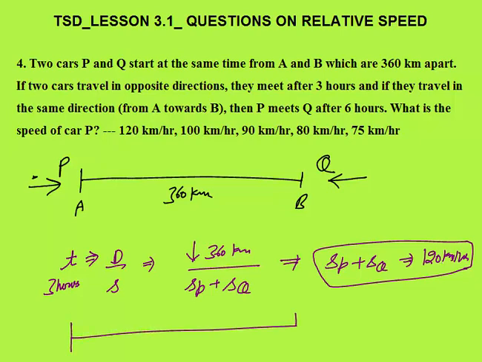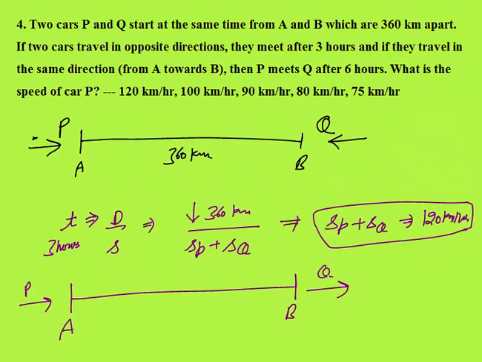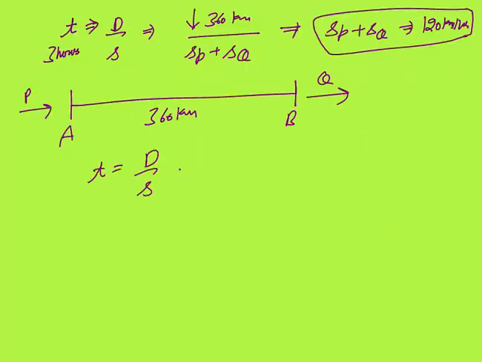Second statement says that this is point A and B, car P is traveling from here, car Q is traveling, they are traveling in the same direction. The question says that if the cars are traveling in the same direction, that is from points A to B, P meets Q after 6 hours. This gap is 360 km. P meets Q, it means that P's speed is more, this is the faster one. After 6 hours, this time is given. Now you know that time is distance upon speed. Here we also need to reduce the gap of 360 km.